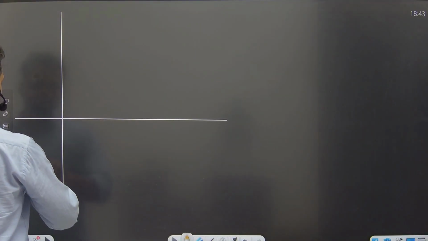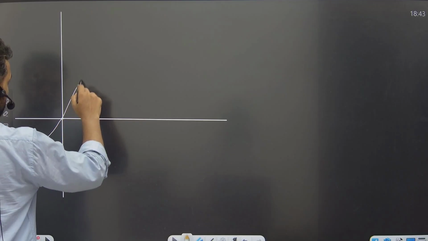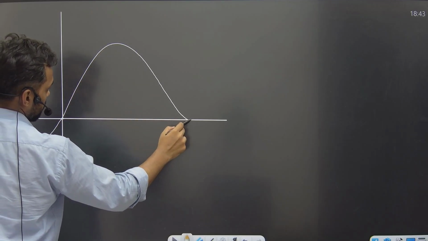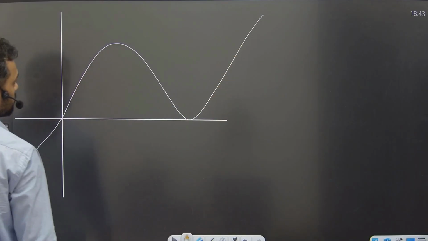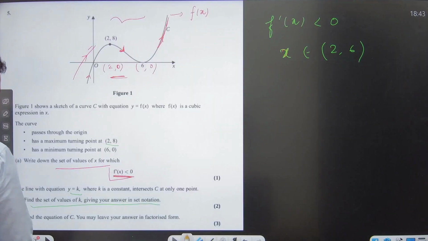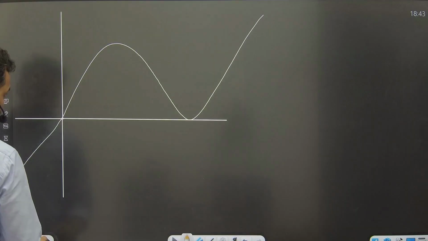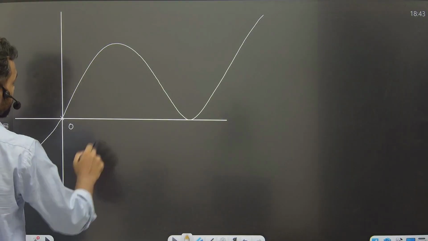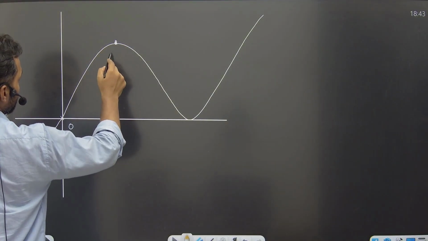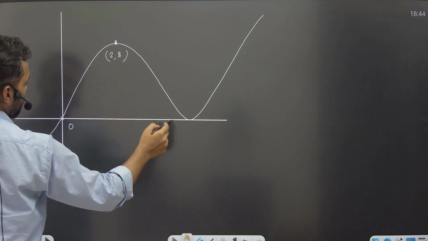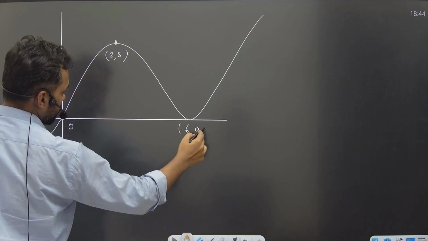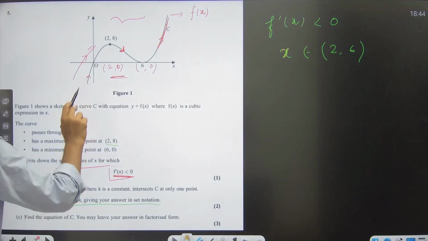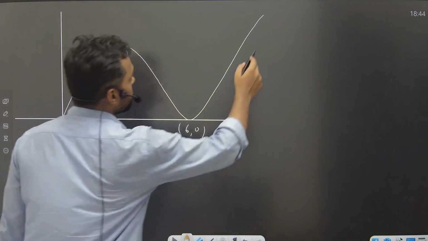As per the question, I am drawing the graph, students. This will help us to make it easier to understand. This is origin O. This point is 2 comma 8. This is 6 comma 0 as per the question. This part is curve C.